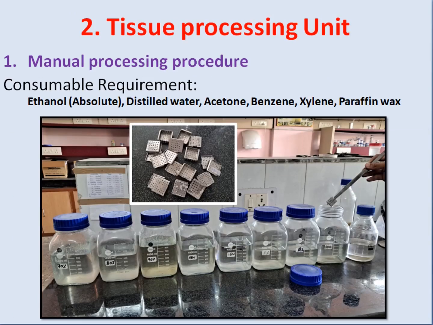Coming to tissue processing. For tissue processing, you can process the tissue manually or you can process the tissue by machine. Both give similar results. For manual processing, you will only require 10 wide mouth bottles of 1 liter, as you are seeing in the picture, and the chemicals required are ethanol, distilled water, acetone, benzene, xylene, and paraffin wax.